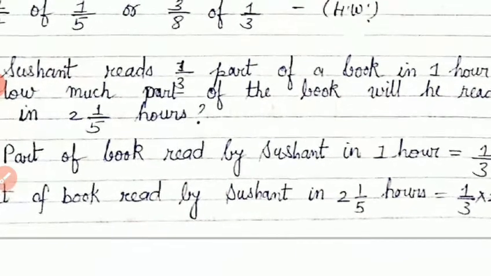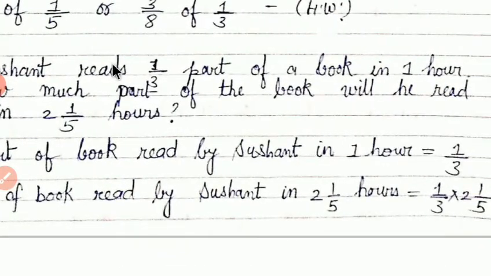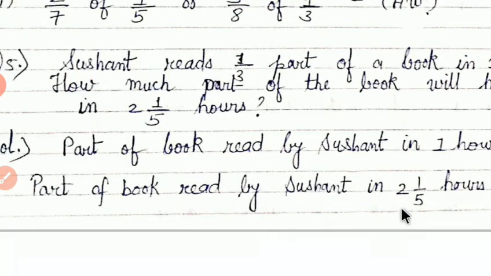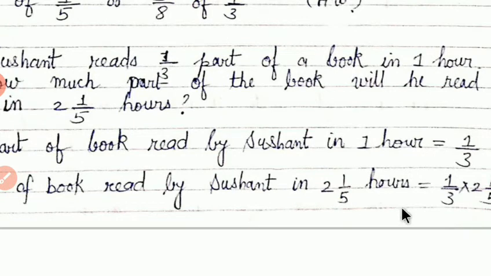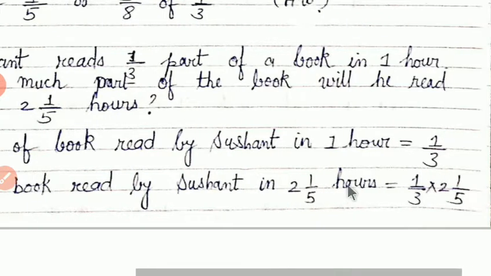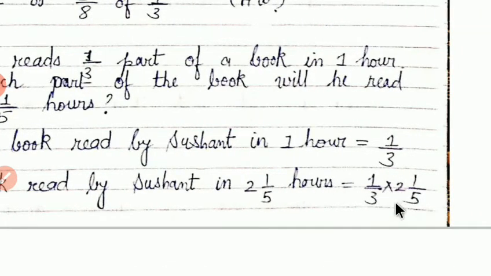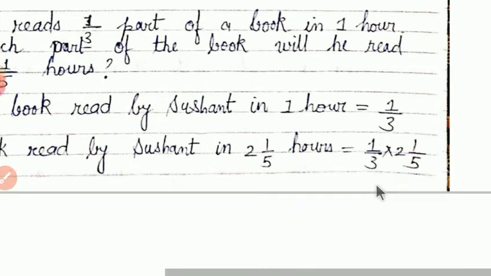So part of the book read by Sushant in 1 hour. It is given how much part? 1 by 3. So part of the book read by Sushant in 2 1 by 5 hours. You can see that it is given for only 1 hour and we have to find for how many hours? 2 1 by 5. You can see that it is greater than 1 hour, and we know that if we want to find for 1 to many, we always multiply. So 1 by 3 into 2 1 by 5. We have to find for 1 to 2 1 by 5 hours. It means for 1 to many hours we have to find. That's why we have to multiply 1 by 3 into 2 1 by 5.